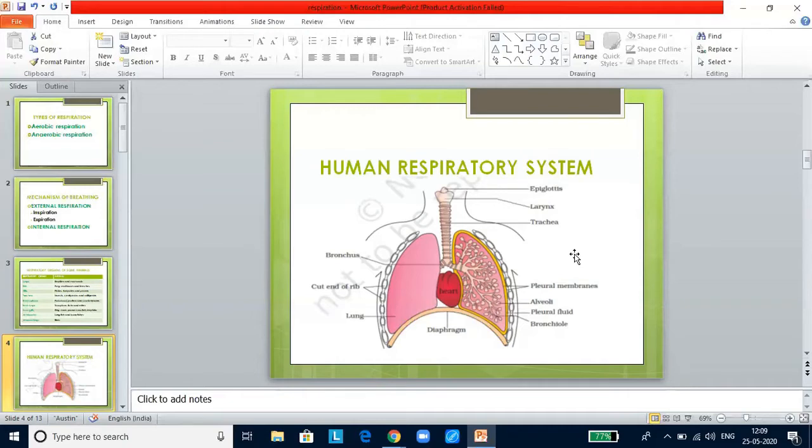Now, let us look into the nostrils. Holes of the nose are called nostrils. These are paired openings that open up into the nasal chamber. The nasal cavity is divided into nasal chambers by the nasal septum. Each nasal chamber consists of three regions: vestibular, respiratory, and olfactory regions.